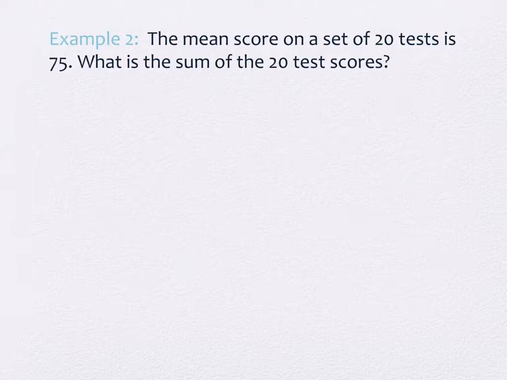The mean score, remember, mean means like average the way you thought about it before, on a set of 20 tests is 75. What is the sum of the 20 tests? So I'm going to write out in language how we calculate mean. We take the mean to be what? What's in the numerator when I do mean?